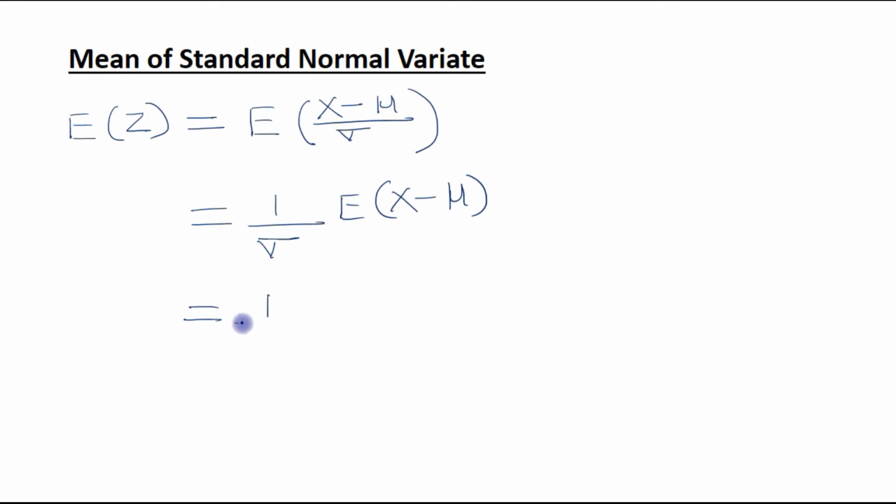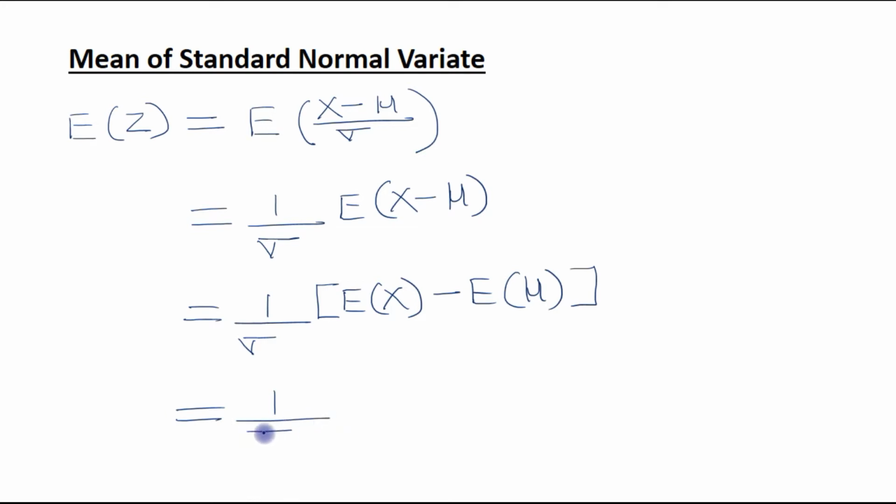Next step, 1 upon sigma, and this will become E of x minus E of mu. Next step, E of x is mu, minus expected value of a constant is the number itself, so it will be mu, and the final answer is 0. So the mean of standard normal variate is 0.